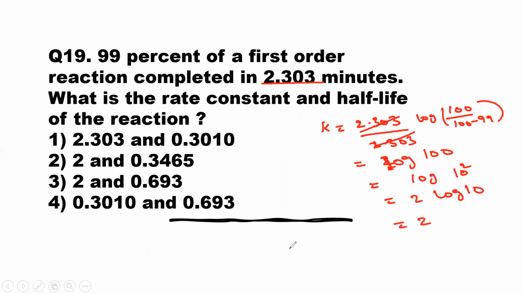Since K is equal to 2, we can find out t half, t 0.5, which is equal to 0.693 by K. So that is equal to 0.693 by 2, approximately 0.3465. So the answer is 2 and 0.3465. So the option is 2 and 0.3465. I hope it is clear. Next question.